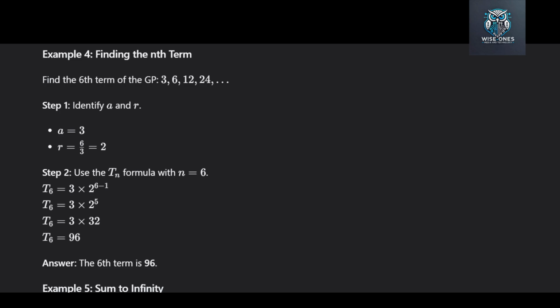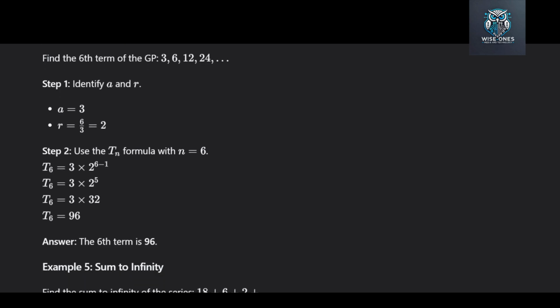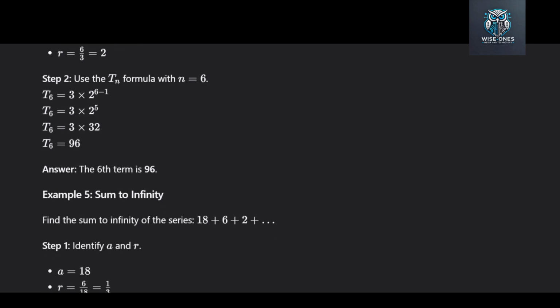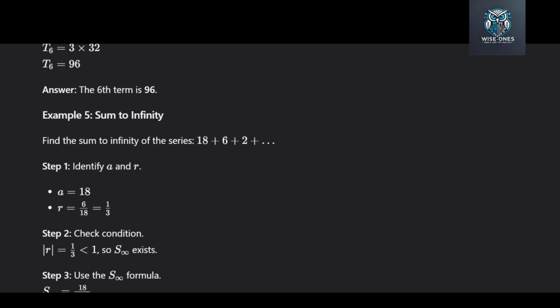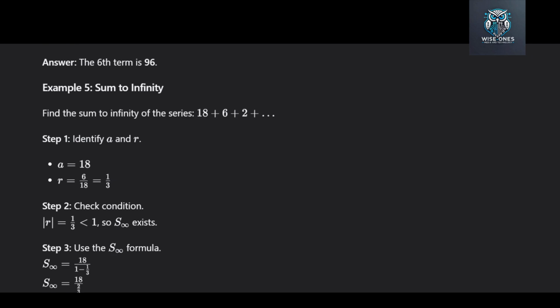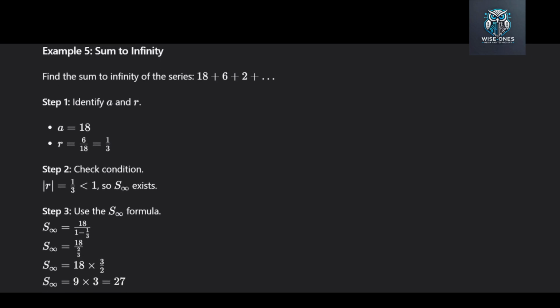T sub 6 equals 3 multiplied by 2 to the power of open bracket 6 minus 1 close bracket. 6 minus 1 is 5, so t sub 6 equals 3 multiplied by 2 to the power of 5. What is 2 to the power of 5? 2 times 2 is 4, times 2 is 8, times 2 is 16, times 2 is 32. So t sub 6 equals 3 multiplied by 32. 3 times 30 is 90. 3 times 2 is 6. 90 plus 6 is 96. Answer: the sixth term is 96. Remember to calculate the power before multiplying by a.